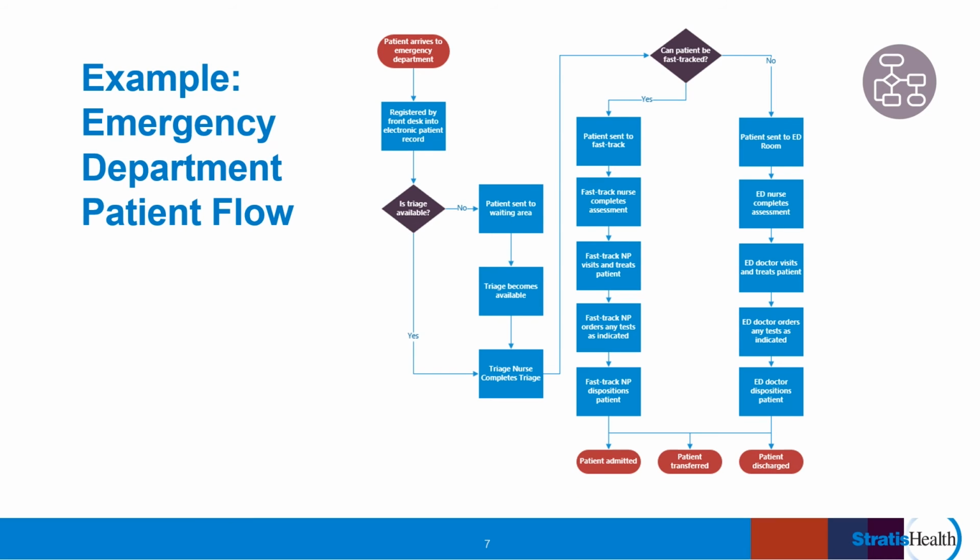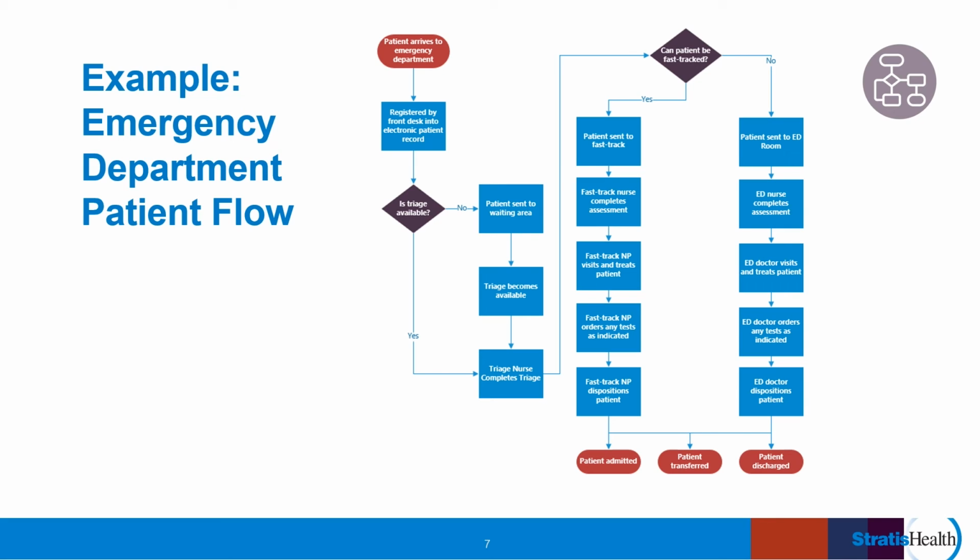Our final example is of patient flow in an emergency department. In this example, there are multiple players involved, and each new role is introduced when their part of the process starts. This process starts at the top left with the red oval, indicating that the patient has arrived at the emergency department. The patient is first registered at the front desk in the electronic patient record.